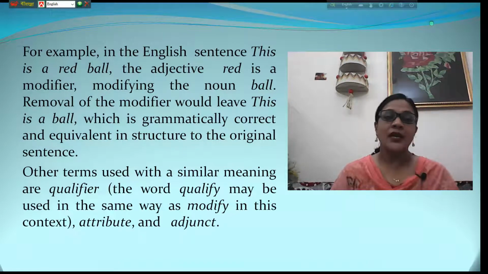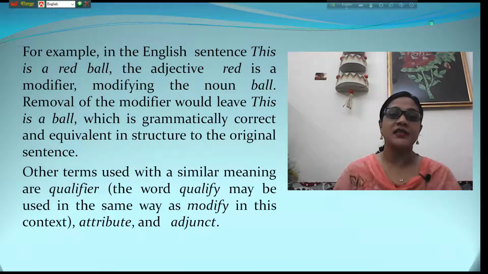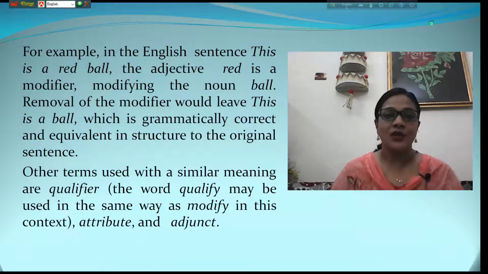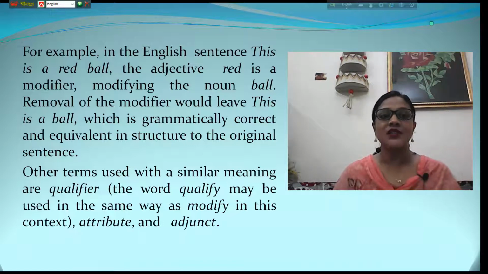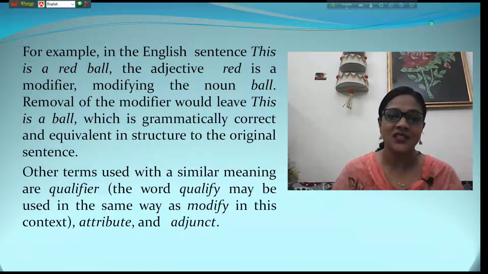For example, in the English sentence, this is a red ball, the adjective red is a modifier modifying the noun ball. Removal of the modifier would leave this is a ball, which is grammatically absolutely correct and equivalent in structure to the original sentence.